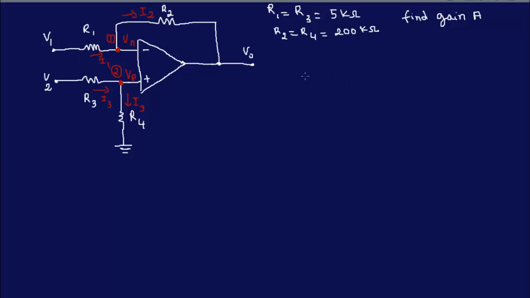Okay, so now KCL at node 1 gives us I1 is equal to I2, right? Now what's I1? I1 is V1 minus Vn over R1. We don't know what Vn is. For now, let's not plug in values at all, let's just use R1. Maybe we'll see some cancellations later on. And I2 is current flowing in this direction, so this is a higher potential, so Vn minus V0 over R2.